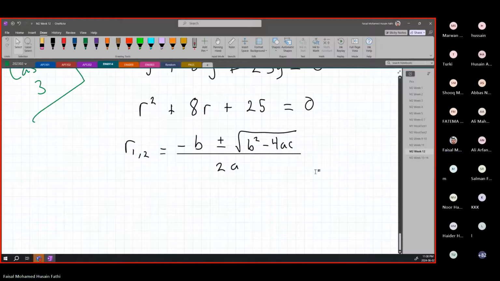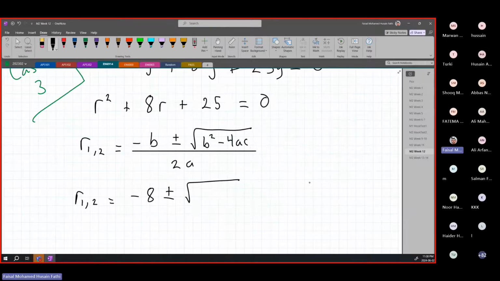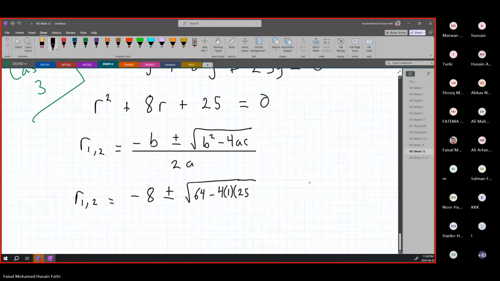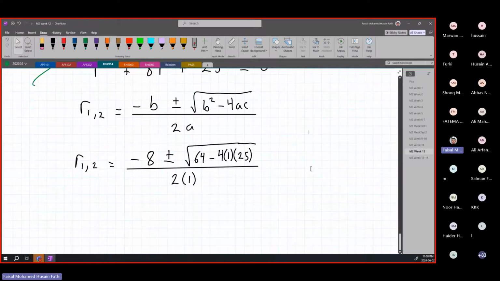All right. So now we have minus b, which is in this case positive 8. So minus b will become negative 8 plus or minus the square root of b squared minus 4ac. B squared minus 4ac. So it's 8 squared, which is 64, minus 4 times 1 times 25, all over 2 times 1, 2 times a. You can have an actual value for a other than 1, but I'm using 1 for simplicity only.